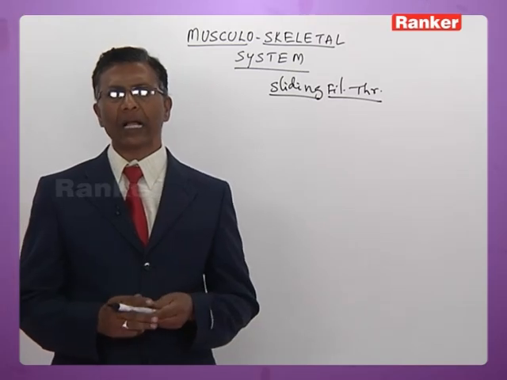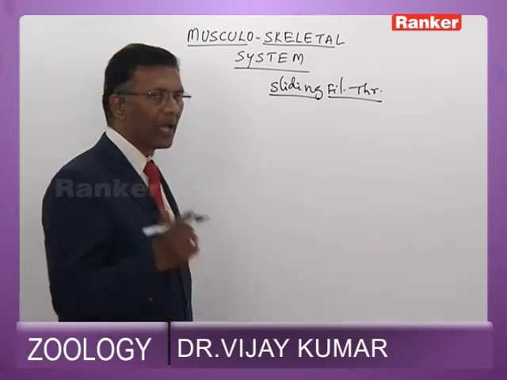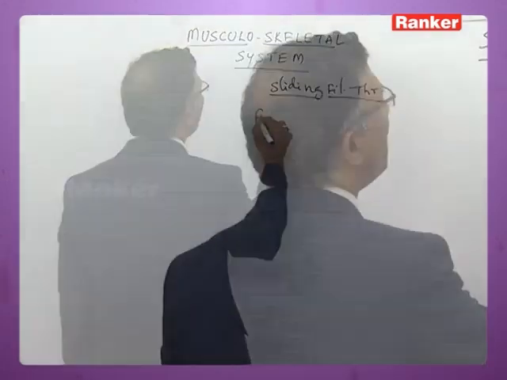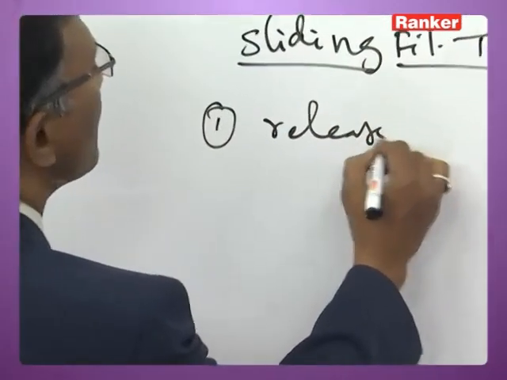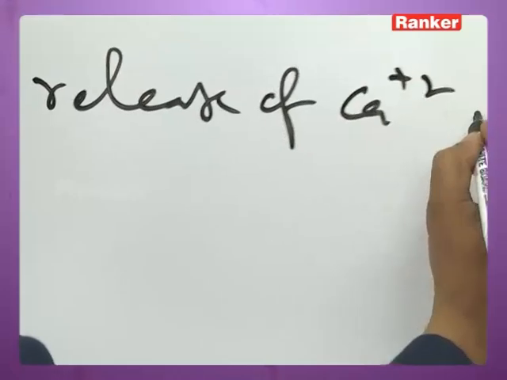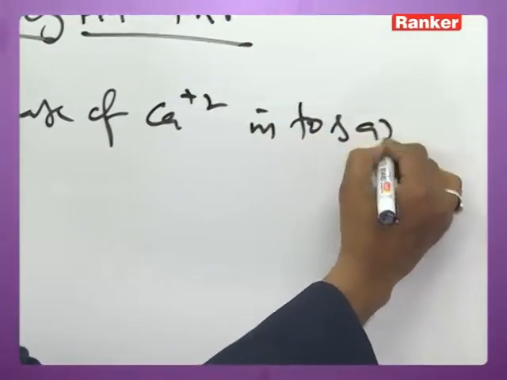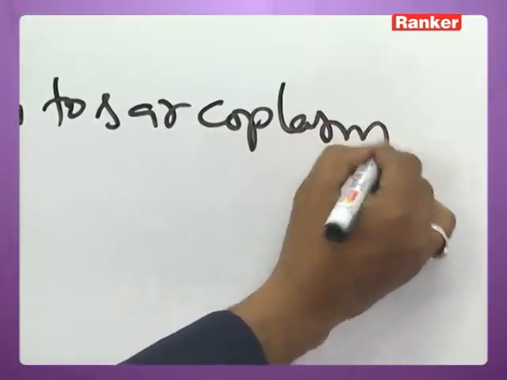What are the major events that occur during sliding filament theory? Now, as I told you earlier, number one, there will be release of calcium ions into the sarcoplasm from the cisternae.